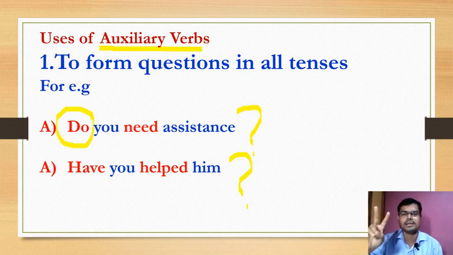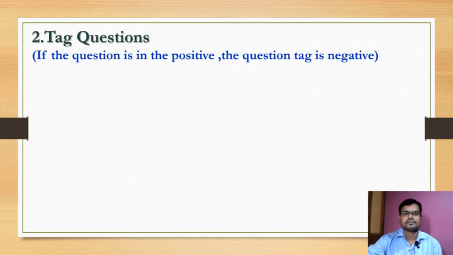Now let's take another use of auxiliary verb. Second use of auxiliary verb. So you must have seen tag questions. In last year's grammar syllabus, question tag was there. We know the rules of question tag very well. The first rule of the question tag is that whenever any given sentence is positive, the question tag is going to be negative. In case the sentence is negative, then the tag is going to be positive.